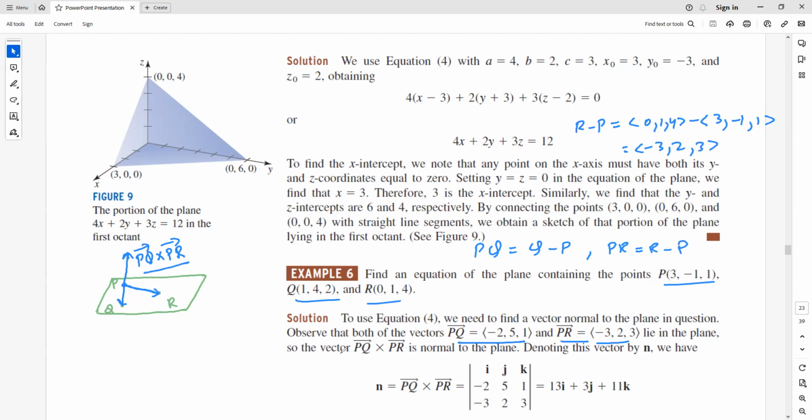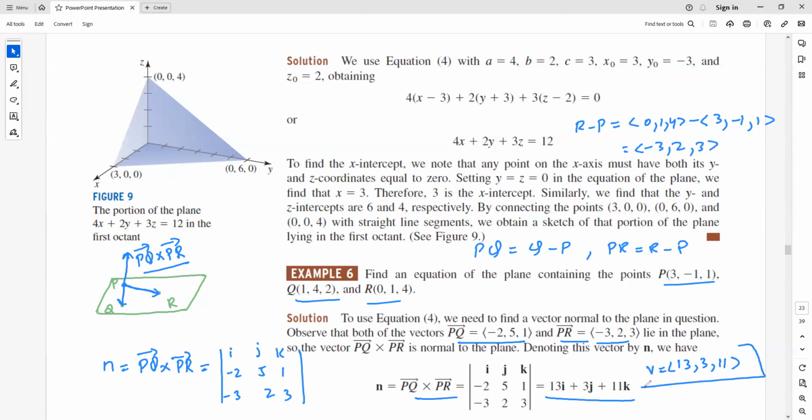So now we have these two vectors PQ, PR that lie on the plane, and the cross product of these two vectors is going to be the normal vector to the plane. So the cross product is defined as the determinant of these two vectors with the unit vectors i, j, k, right? I, j, and k, and PQ will be in this row and PR will be in this row. So now just finding the determinant, we get the vector 13i, 3j plus 11k. So it gives the vector that is normal to the plane.